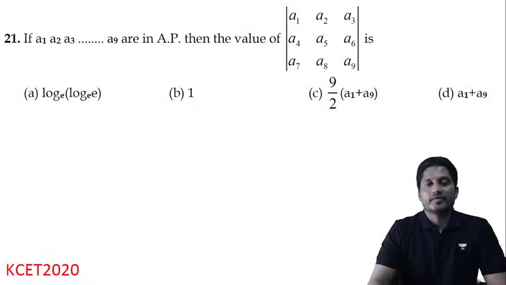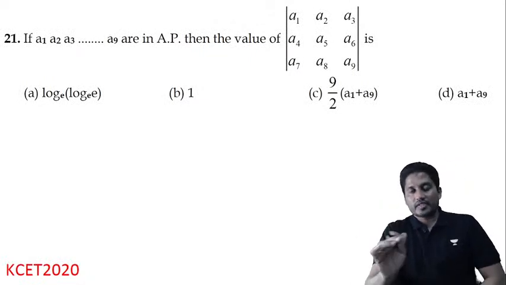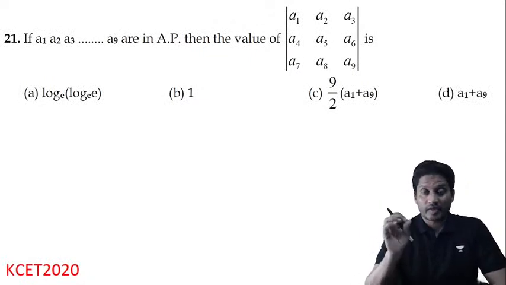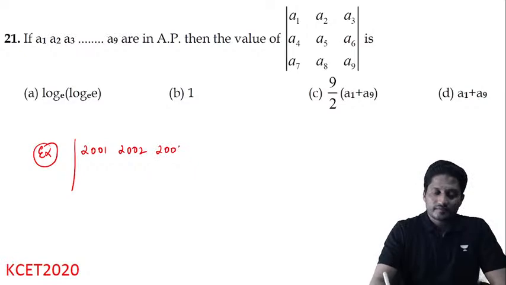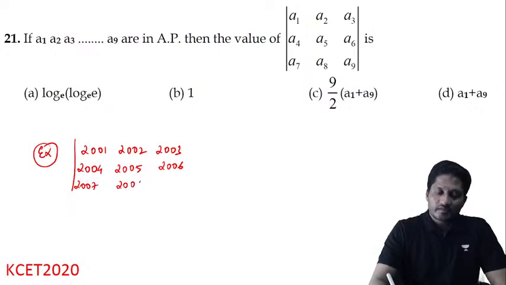Okay, question number 21. Whenever the arrangement of numbers are in AP in a 3 by 3 determinant, the value of the determinant is always 0. I'll give you an example. Let's say you have the determinant 2001, 2002, 2003, 2004, 2005, 2006, 2007, 2008 and 2009. If you have something like this, then the value of the determinant is always 0.